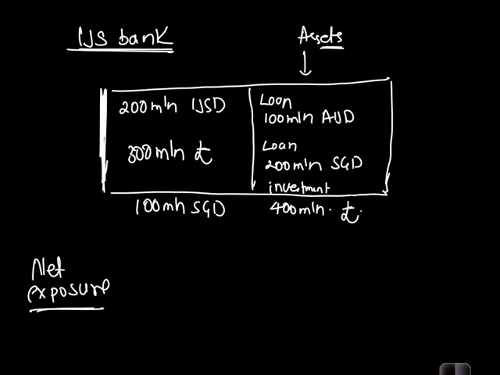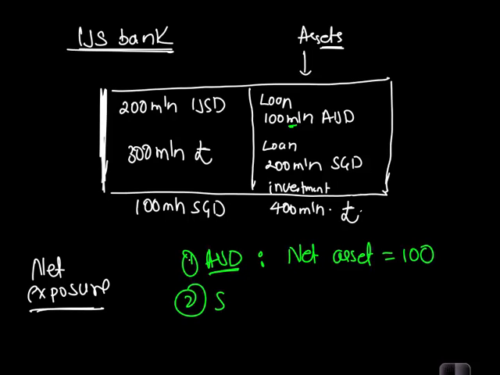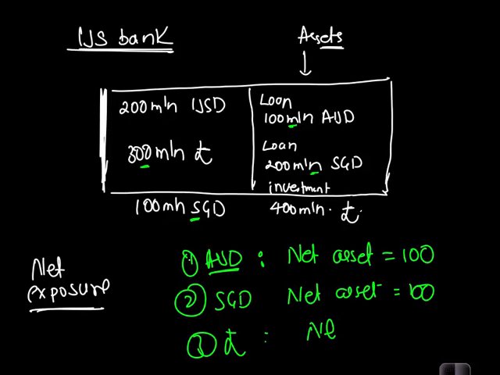So what currency are we exposed to? Number one is Australian dollar. In Australian dollar, we have an asset of 100 million. Do we have any liability? No. In Australian dollar, there is no liability. So we have a net asset exposure. Then second, Singapore dollars. So we have an asset of 200. We have a liability of 100. So again, we have a net asset exposure of 100. And the third one is British pounds. Investment of 400 and liability of 300. So we again have a net asset exposure of 100.